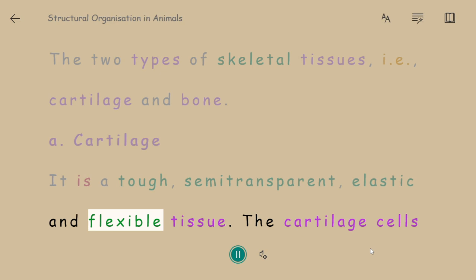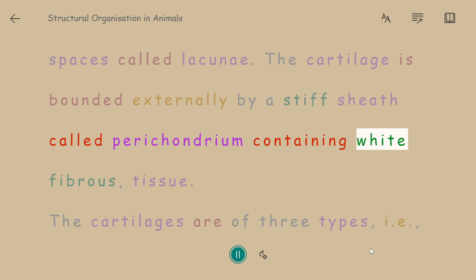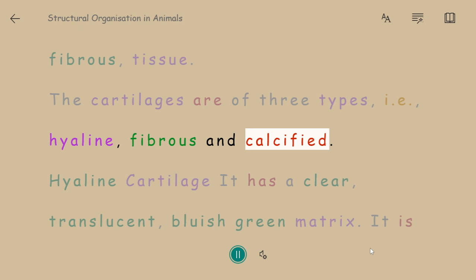The cartilage cells lie in groups of 2 to 3 in fluid-filled spaces called lacunae. The cartilage is bounded externally by a stiff sheath called perichondrium containing white fibrous tissue. The cartilages are of three types, i.e., hyaline, fibrous and calcified.